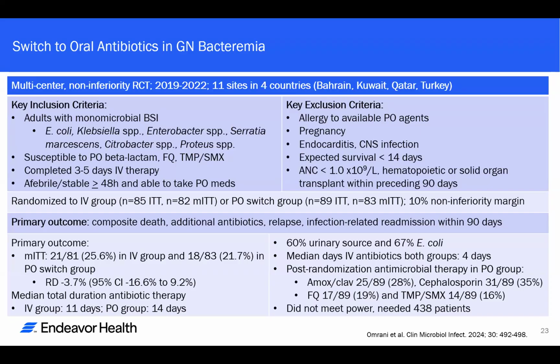This trial was unfortunately affected by COVID, and they had originally sought to have 438 patients in the trial and did not come anywhere near that. So it's really not powered for the results that they got, but I still think we can take a little bit away from it. But you'll notice that the 95% confidence interval is pretty wide there, really because of the low number of patients that they had. But again, 60% urinary source, 67% E. coli.